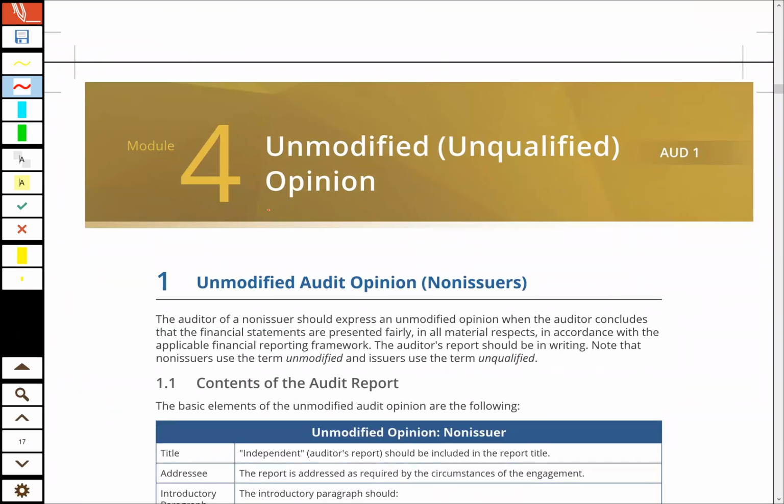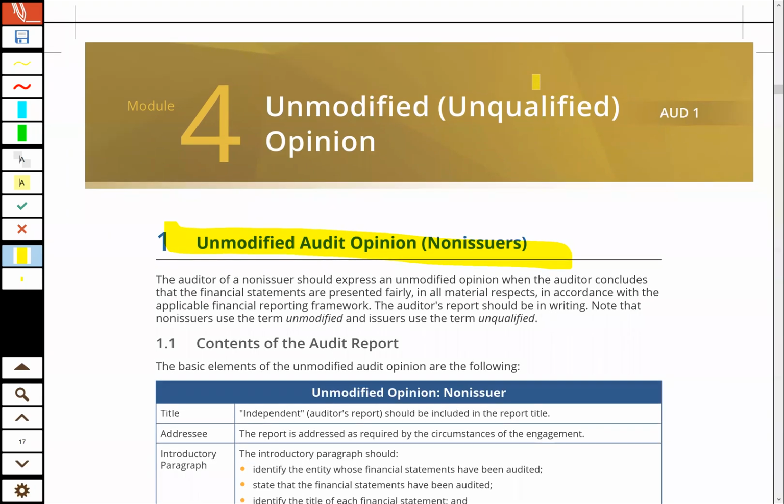Okay, good. Let's take a look then. Continuing on now, and we're going to focus on the unmodified opinion first, okay? So we're going to first talk about our non-issuers. Close that poll, stop sharing results, get that off your screen, okay? Okay, good. And let's just go ahead and take a look at the unmodified opinion. Unmodified is the word that we use when we're talking about non-issuers. When we're talking about issuers, we'll call it unqualified, okay?